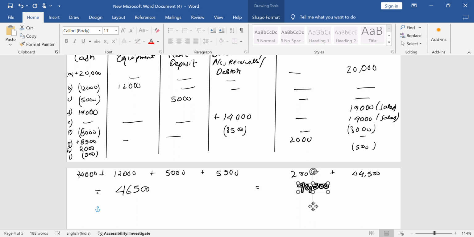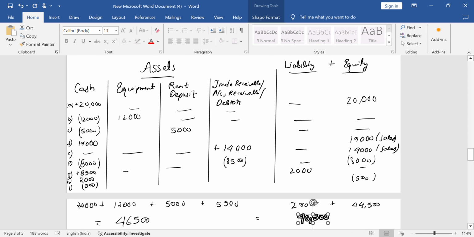And the last transaction, paid rent rupees 500. I have told you in the last video, where the word paid is given or received is given, you have to show its impact in the cash column. So paid 500 rupees, so cash will be deducted by 500 rupees, and again we have its impact on equity, right? The retained earning will go down, so 500 rupees will be deducted from equity.